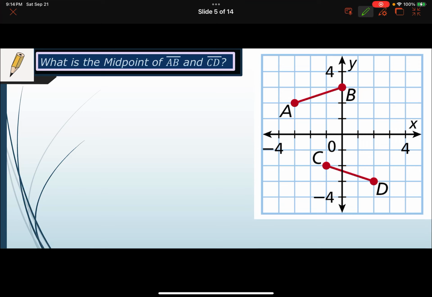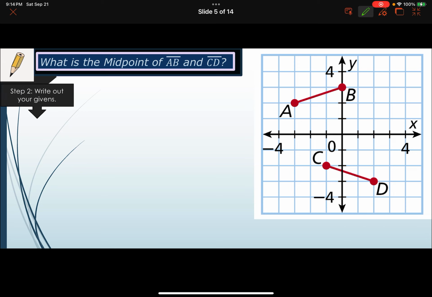Okay, so let's take a quick look at our example. Here we have the same two points we used on the distance. We've got segment AB and segment CD. So let's find out what's the midpoint of segment AB.